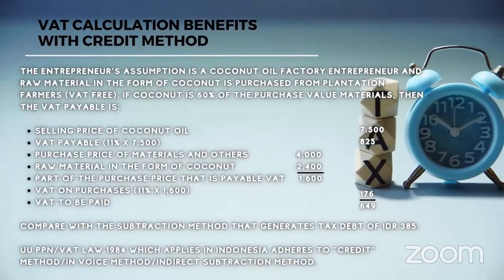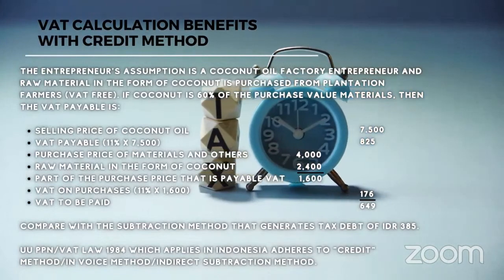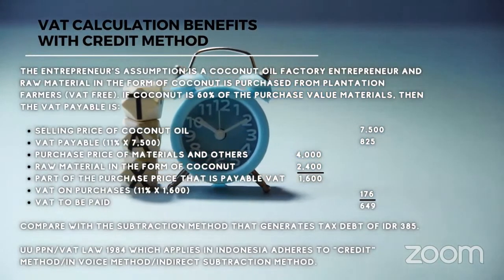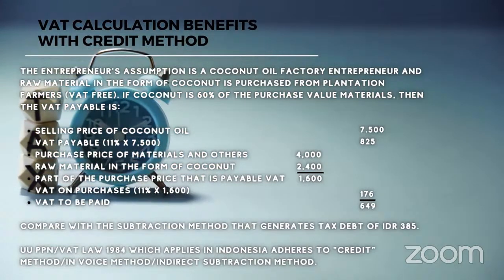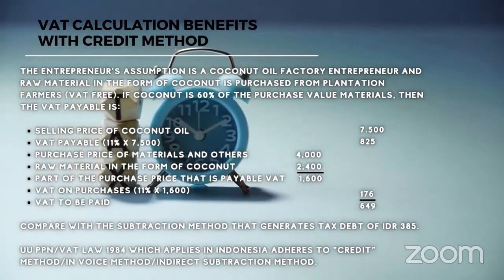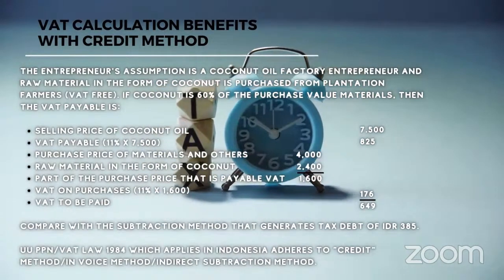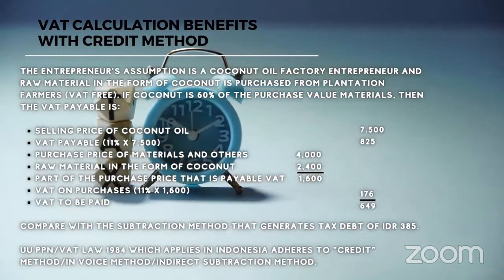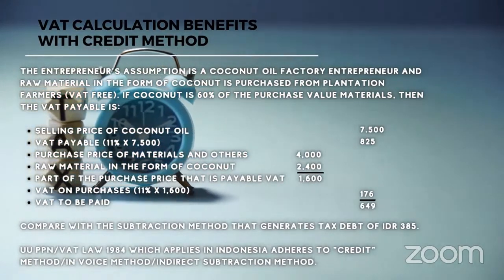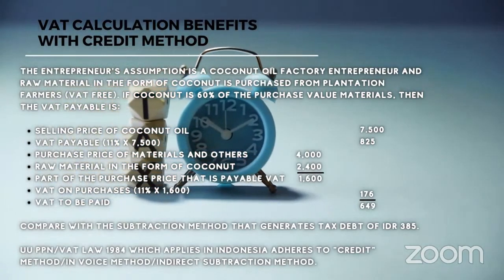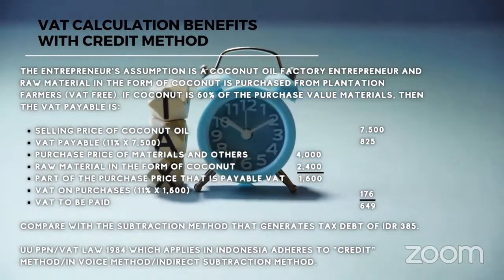VAT calculation benefits with the credit method. The entrepreneur's assumption is a coconut oil factory entrepreneur, and raw material in the form of coconut is purchased from plantation farmers, which is VAT free. If coconut is 60% of the purchase value of materials, then the VAT payable is: first, the selling price of coconut oil is 7,500. The VAT payable is 11% times 7,500, which is 825. Purchase price of materials and others is 4,000.